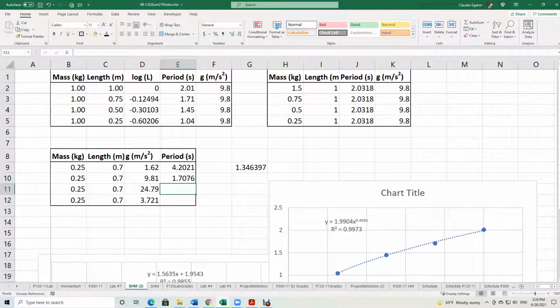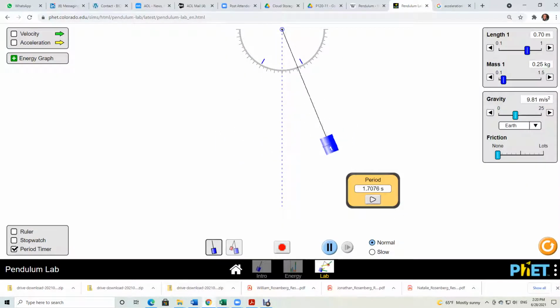Then we go to Jupiter. We perform the simulation for the planet Jupiter. You see it again? What happened? I switch it from Earth to Jupiter, and the period is much shorter, right? Let's pause the simulation. Start the period timer. Start the simulation. Here you go.